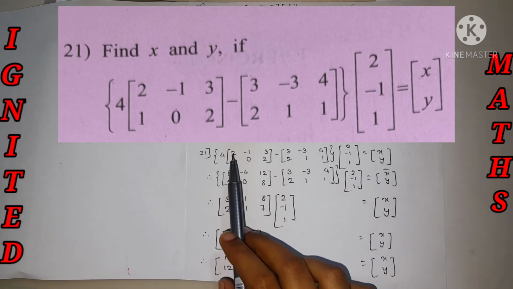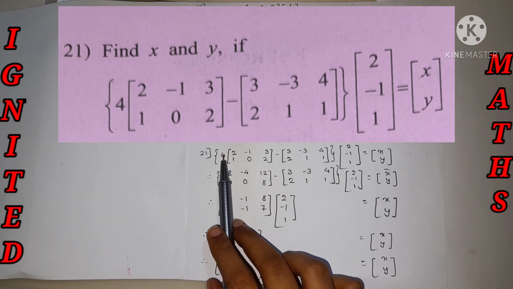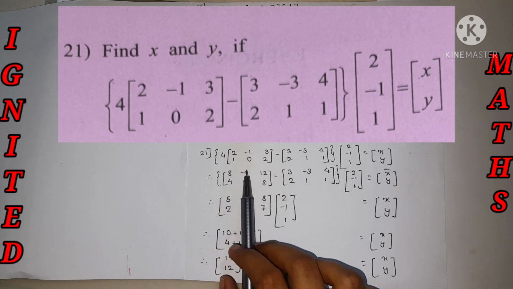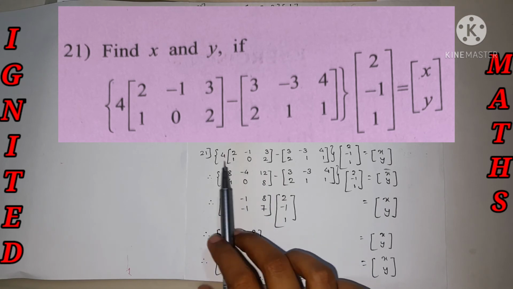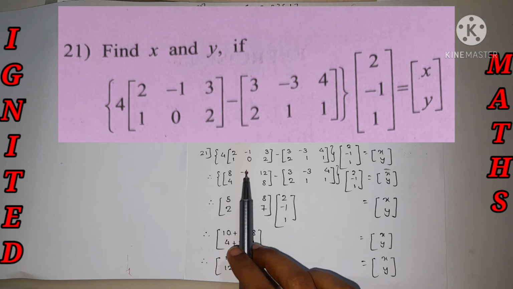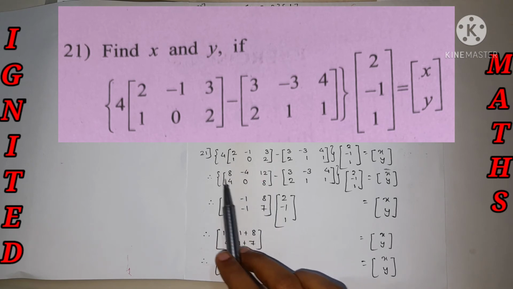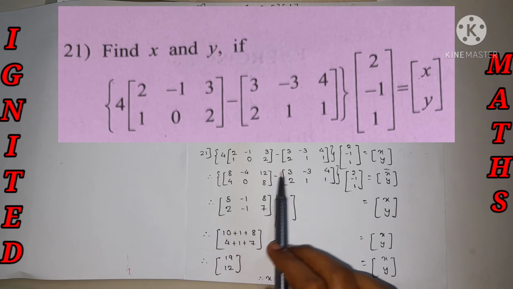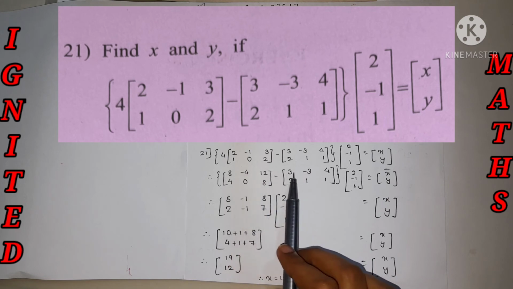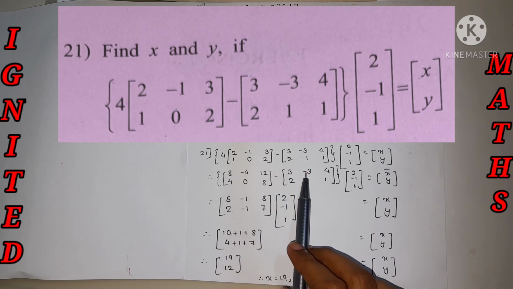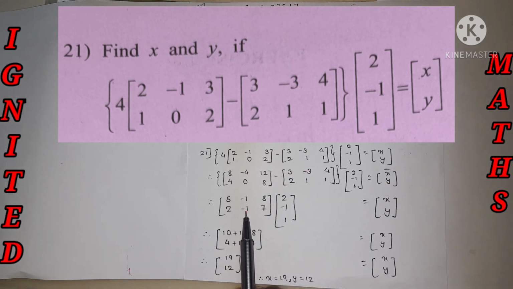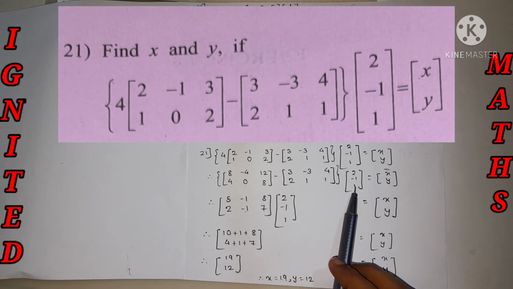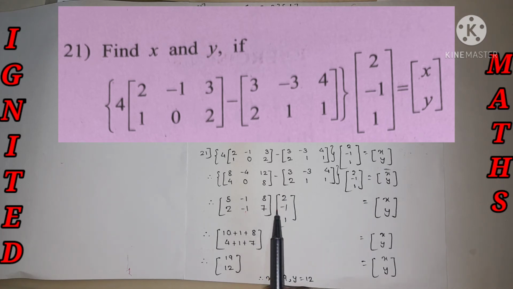So let's get started. Over here we need to do the scalar multiplication. That is nothing but 4 into 2 is 8, 4 into minus 1 is minus 4, 4 into 3 is 12, 4 into 1 is 4, 4 into 0 is 0, 4 into 2 is 8. We have done with it. Now over here we need to do the matrix subtraction. For this matrix and this matrix, if we do the matrix subtraction we will get this answer, and 2 minus 1, just take it in such a way.